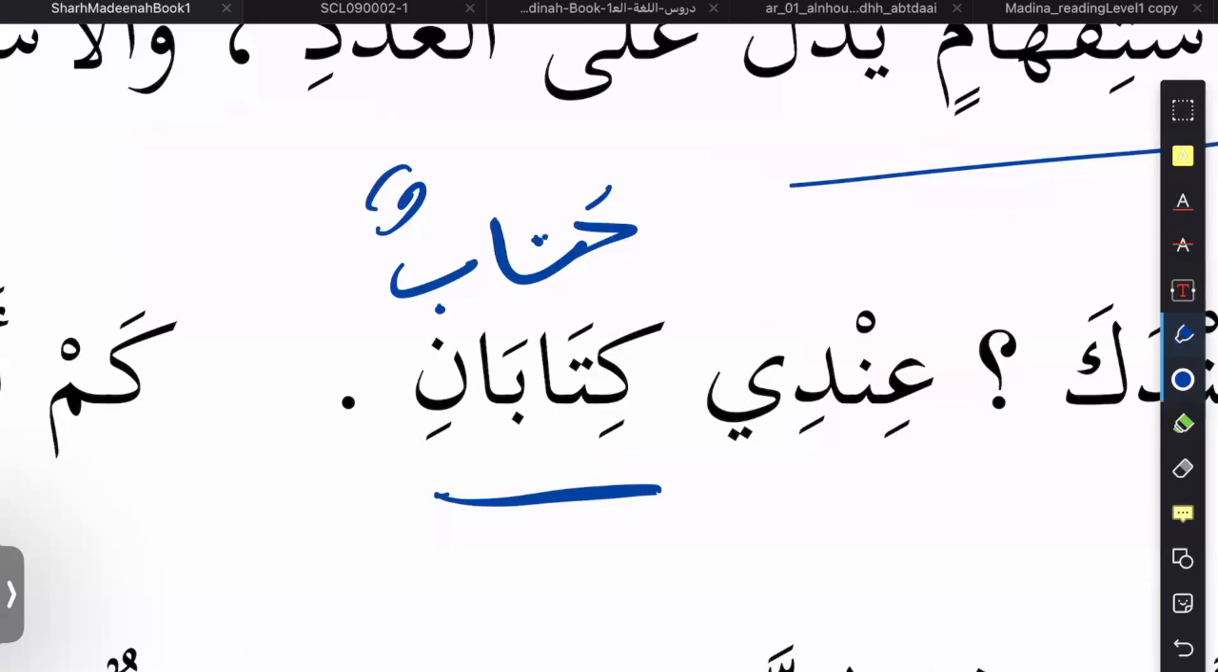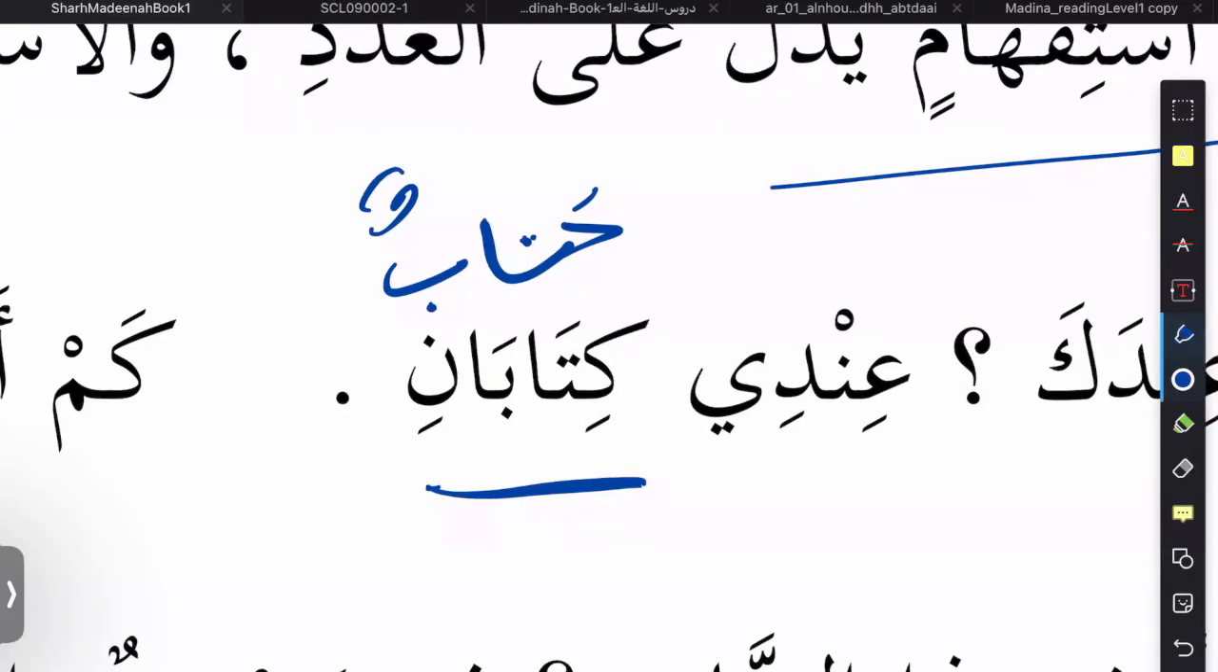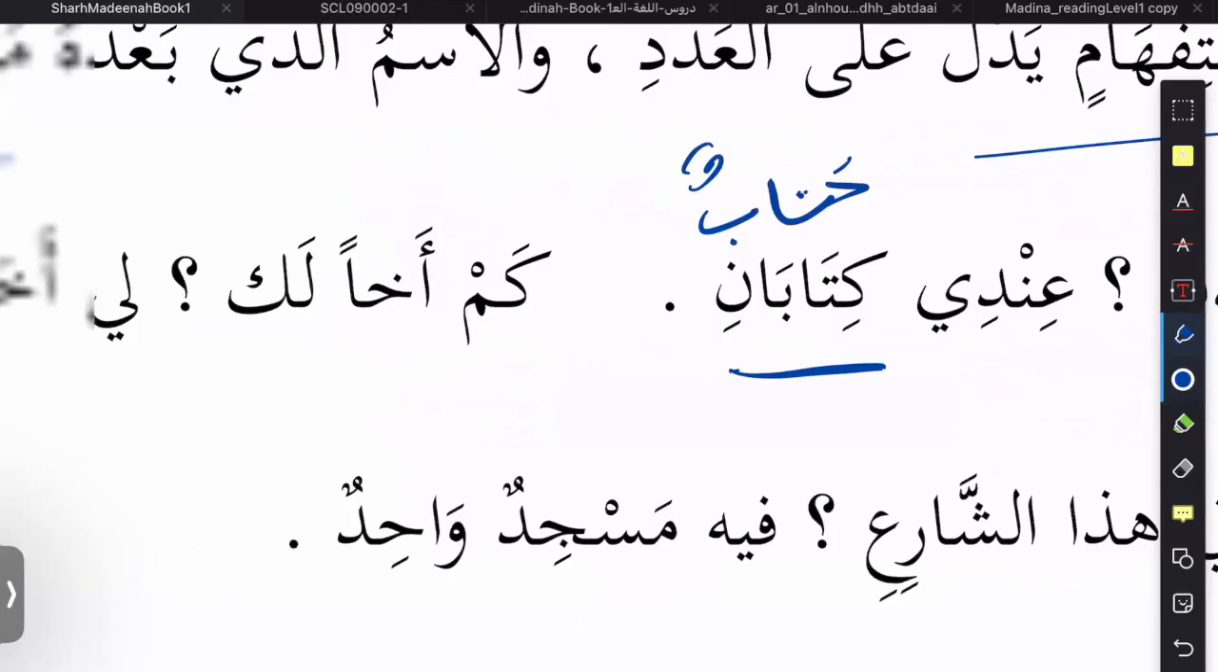So how do we say I have three books? That is for the next chapter. The next chapter will tell you how to say the numbers from 3 to 10. But now we know at least how to say one of something, two of something. I have one book, kitabun. I have two books, kitabani. I have one pen, qalamun. I have two pens, qalamani. I have one house, baitun. I have two houses, baitani. So at least we know how to say these two numbers.